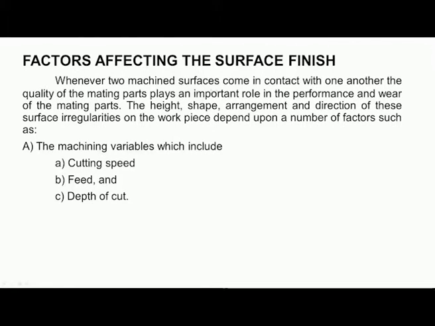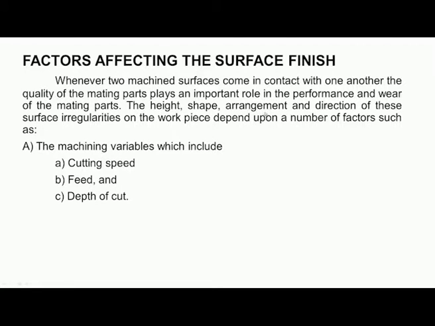Whenever two machine surfaces come in contact with one another, the quality of the mating parts plays an important role in the performance and wear of the mating part. That is, if two surfaces are very rough, then the frictional force will be more, and more wear will take place. And if the surfaces are very smooth, and if we can use some lubricant, then the movement will be very smooth, and friction will be less, and wear rate will also be less.